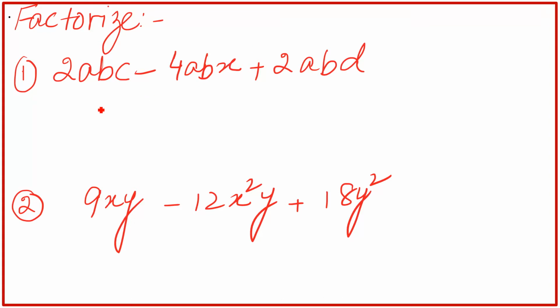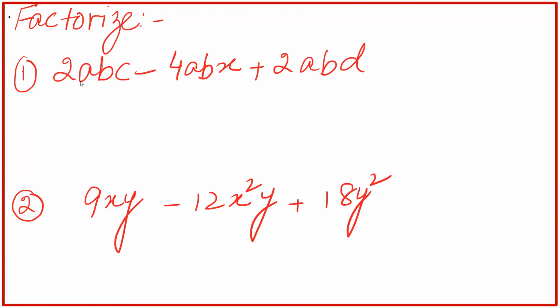So first question is 2abc minus 4abx plus 2abd, and the question is factorize. We have to factorize the following questions. We have 5 or 6 questions I will solve for you. Before starting factorization, the first step you should keep in mind is that in whatever question you have, you have to see whether or not you can take anything common.